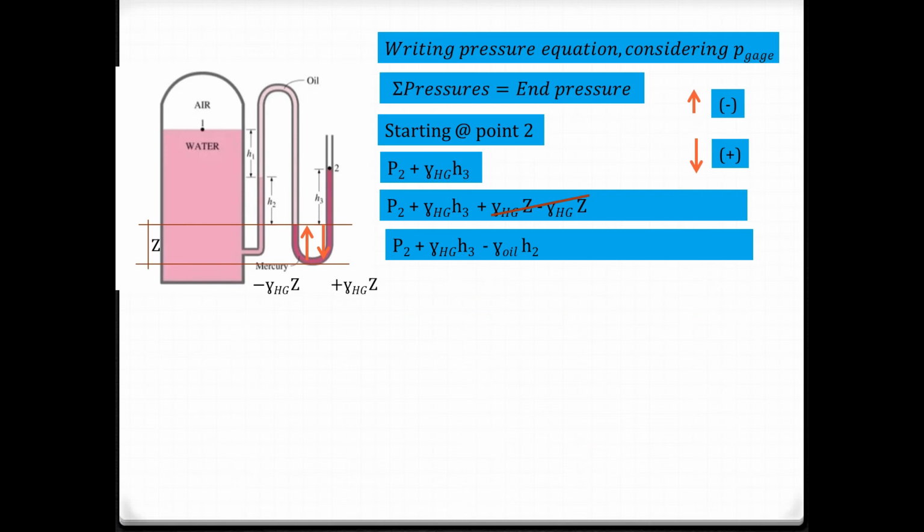And then as we go up, going upwards direction, we'll have to deduct or subtract the next height and the liquid. And the liquid with that elevation is the oil. So we deduct negative gamma oil times H2. So it is within that level now.